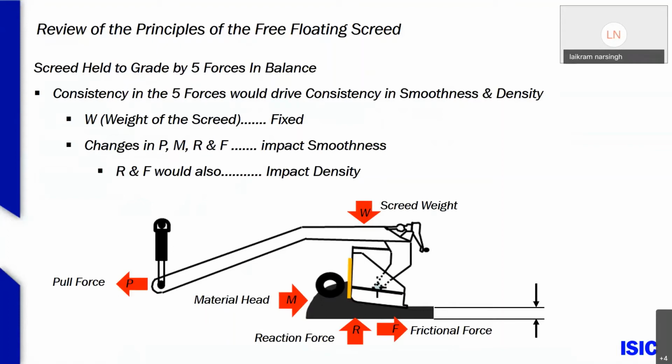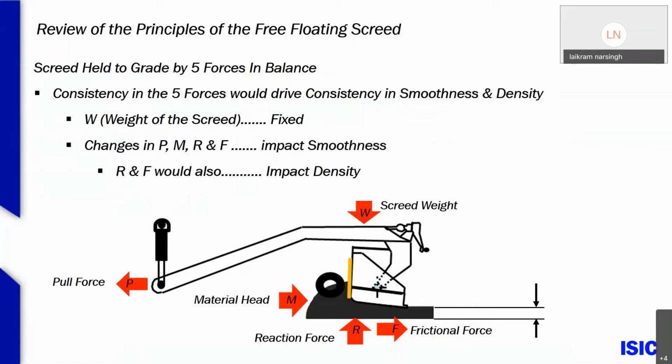But we have the force exerted by the tractor, which is a pull force. We need to give the operators the ability to maintain that consistency. We need to give the operator design features to maintain material head consistency. When it comes to the reaction force and the frictional force, that is usually in the mix design. So if we change the mix design at placement, usually by segregating it, then we can change the R and F force. So what are all the technologies that we use to manage these things?